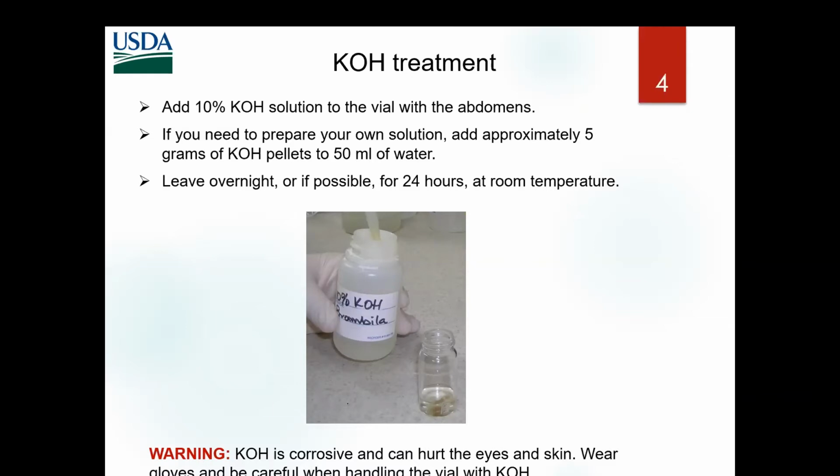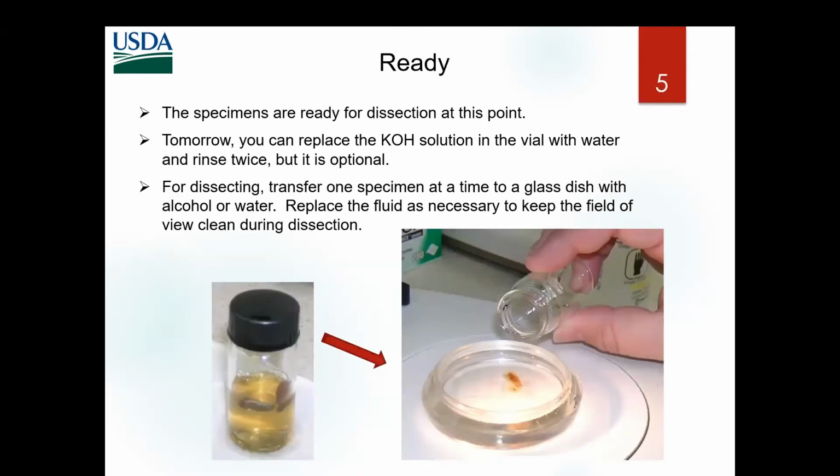And we hope that after 24 hours, we're ready for dissection. It's easy, just add KOH, wait overnight. The fluid will look yellowish, as you see on the left. And you're ready. The step on the right is for tomorrow. Tomorrow we'll start dissection. So that's it. That's all you have to do. Soak them overnight for 24 hours if you can, in 10% KOH. Now I'm ready for questions.